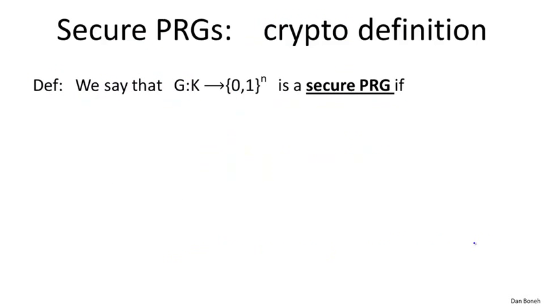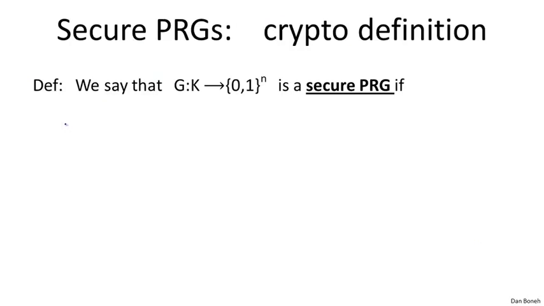Now that we understand what statistical tests are, we can go ahead and define what is a secure pseudo-random generator. We say that a generator G is secure if essentially no efficient statistical test can distinguish its output from random.